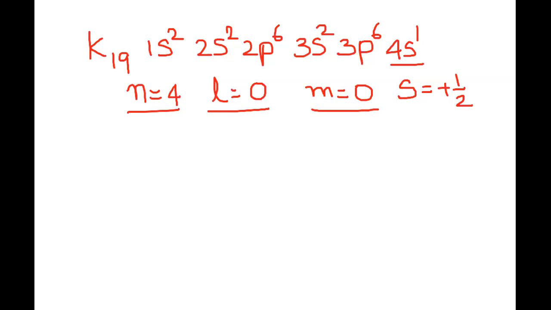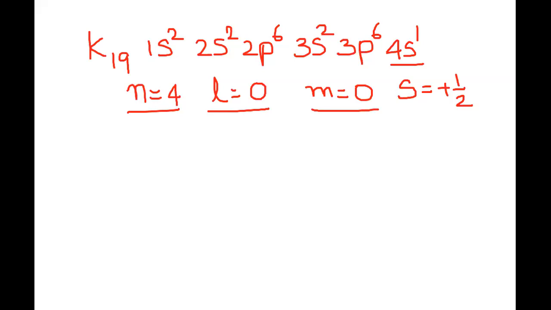And when S is equal to plus half or minus half, it just tells you whether it is clockwise or anti-clockwise. The first electron that is entering, by convention we take it to be in the clockwise direction, and it is given as plus half. All right. So these are the things that we come to know. This is the information that we receive when a set of quantum numbers for an electron is given.